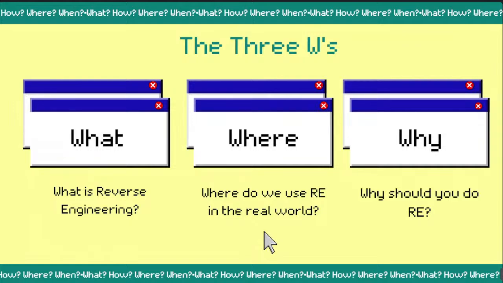We use RE for malware analysis. Malware is basically a bad program, a bad program in your computer. So you can take the malware and reverse engineer it, and then you can understand how it operates, what damage it's causing to your PC, and how it spreads. By understanding what is happening in the malware, you can make defenses against it, and you can even patch it.